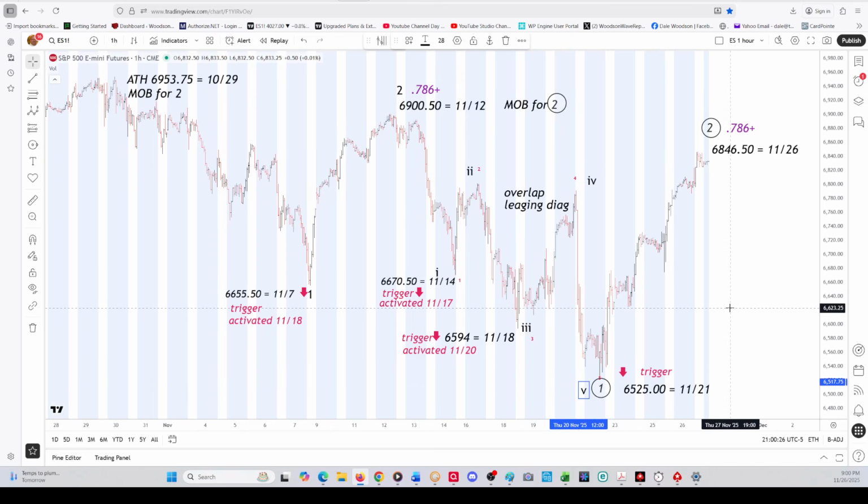Alright, I'll clean all that up later, but there's the trigger for wave 3 of 3 at 2 degrees of trend, which is pretty significant. Like I said, 4 is like, no way.